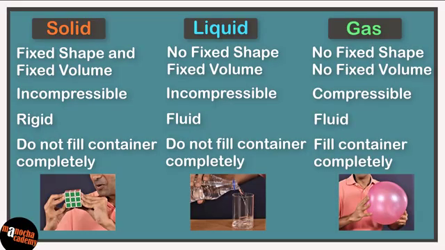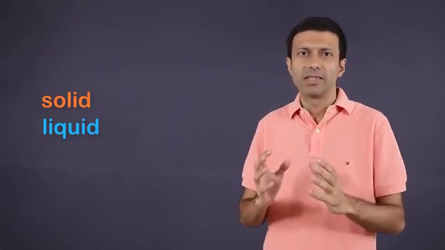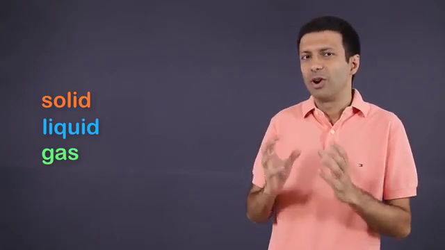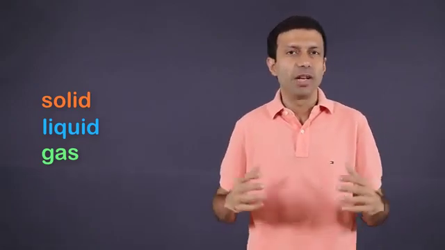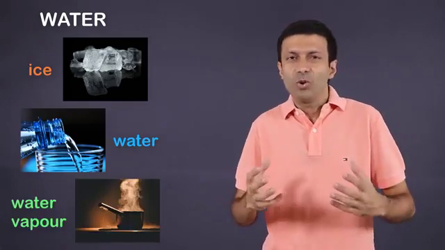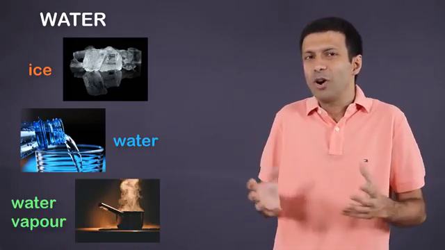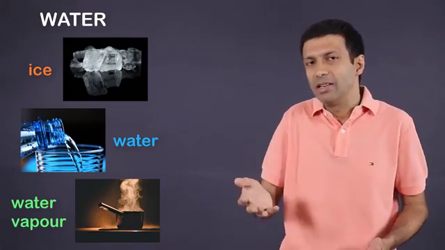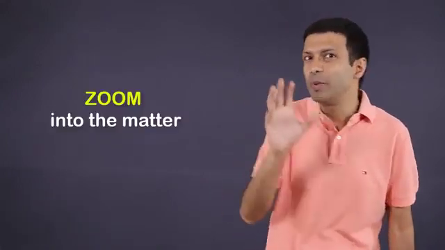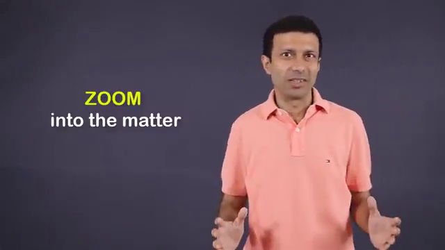Now let's pin the properties of gases to our concept board. We have discussed the difference in properties between solids, liquids and gases. But what makes something a solid, a liquid or a gas? For example, if you take water, it can exist in all three forms: ice, water and water vapor. Now it's the same substance, water. So how can it exist as a solid and a liquid and sometimes a gas? To answer this question, we need to zoom into matter and take a closer look.